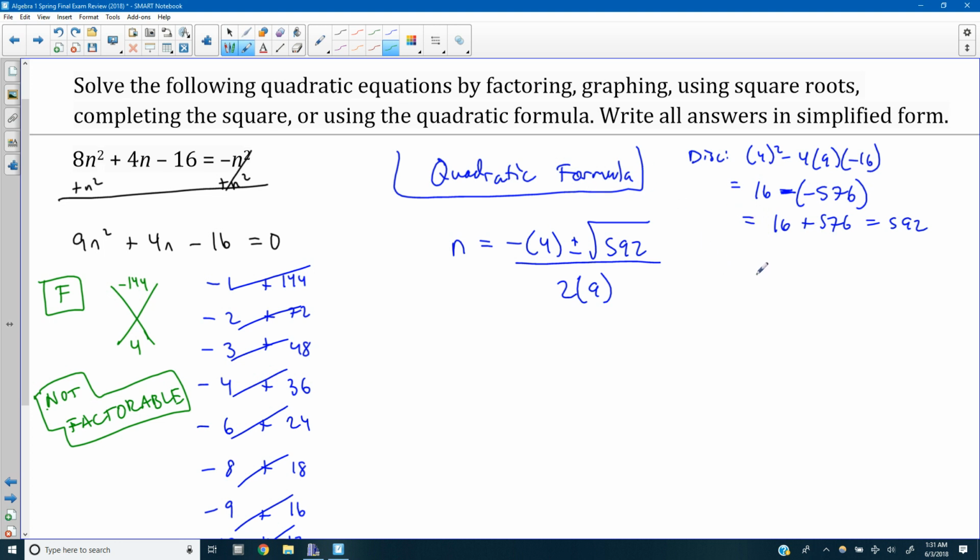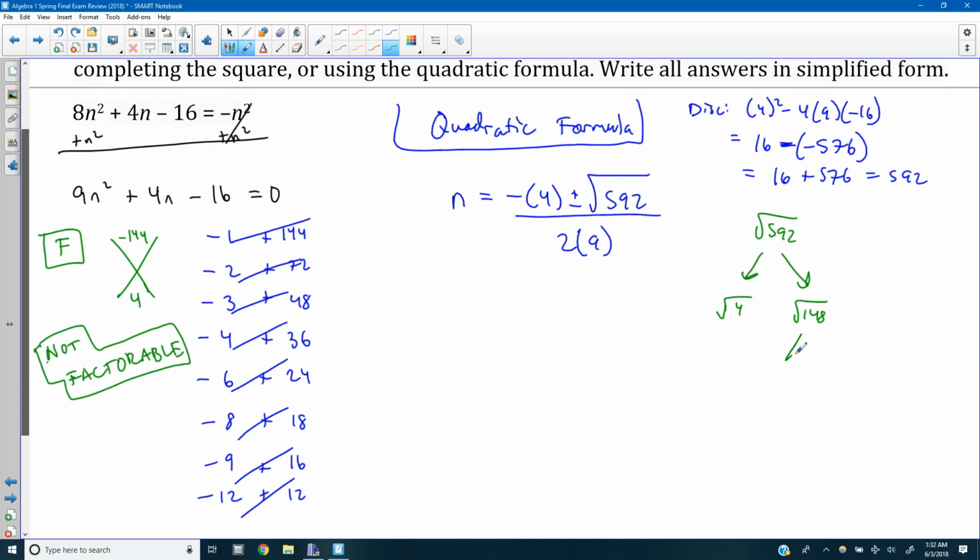So root 592 does break down to root 4 and root 148. 148 breaks down to something else as well. Root 4 is 2. Root 148 breaks down to a 4, you see, I can do another 4 here. A root 4 and a root 41, I think. So I guess this becomes 4 root 41 in the end. I don't think that's 41. I think I'm miscounting something there. 4 and 41 clearly does not add up to that.